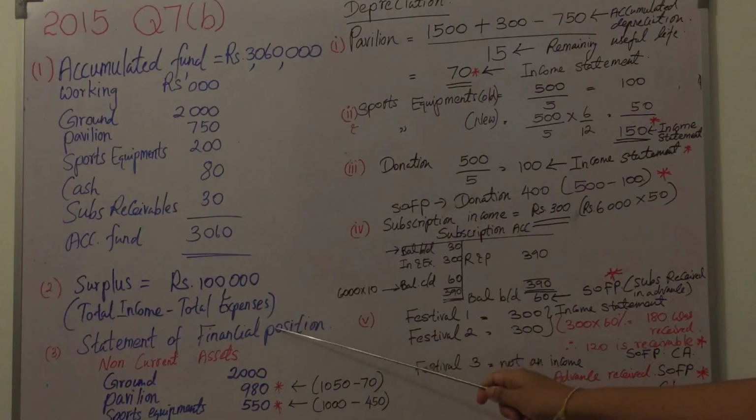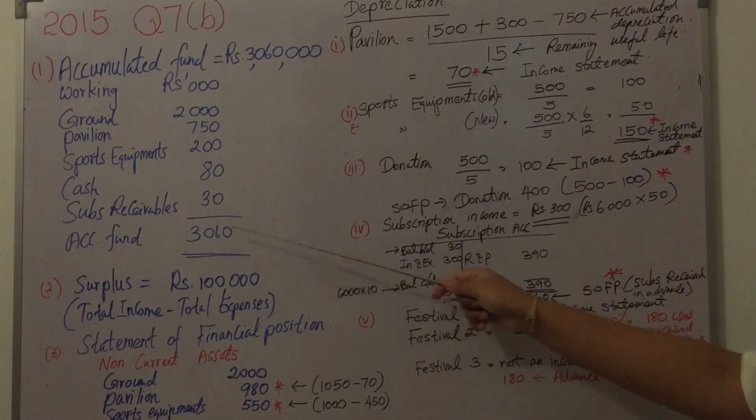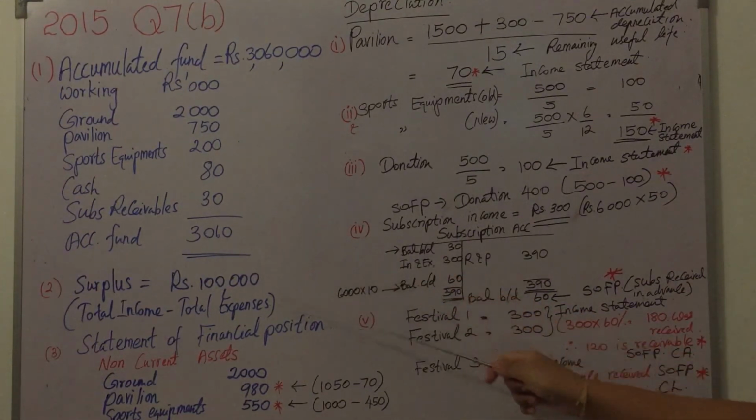And in the SOFP, these are the non-current assets, and I showed you what are the current assets and current liabilities you need to include. And if you know the opening accumulated fund and the surplus, then you can find the closing accumulated fund in the SOFP, and after the accumulated fund, you can include the donation account balance, this 400. So that's all, children. I hope you could understand all the additional information and how those should be adjusted.